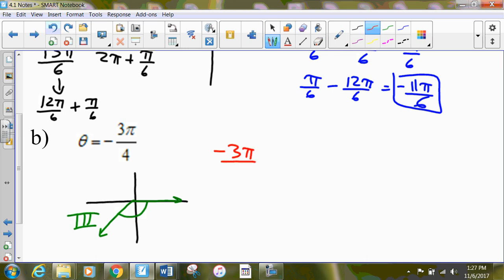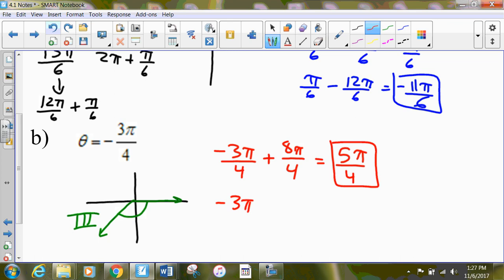So of course I want to add 2 pi, but how am I going to write 2 pi? I'm going to write it as 8 pi over 4. I want you to be pretty quick with this, so we don't waste our time finding common denominators all the time. We can do it in our head sometimes. All right, so that's our positive coterminal angle, and then our negative one is negative 11 pi over 8.